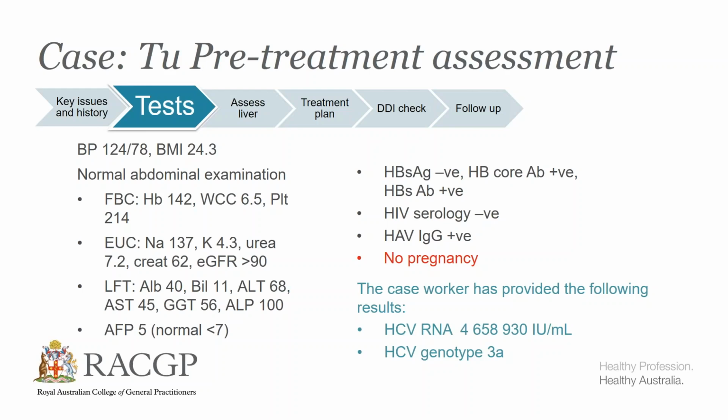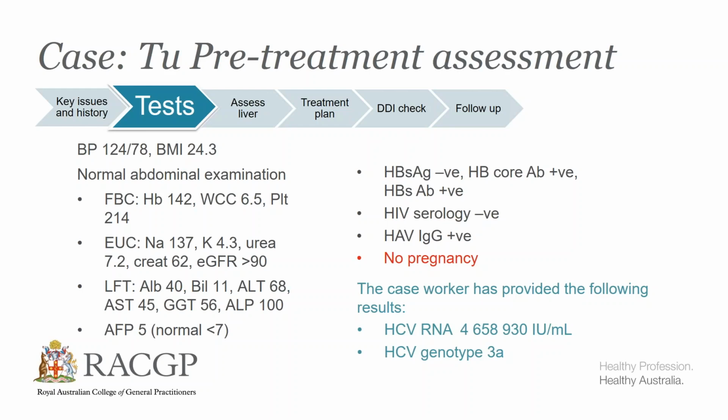Okay, so hepatitis B core antibody positive. So she's had previous hepatitis B and cleared it. She's surface antibody positive too, and she's antigen negative, so that's good. HIV serology is negative, and she's had past hepatitis A, and she's immune. And she's not pregnant. The caseworker has provided us with the Hep C RNA and the genotype, which is 3A, from the hospital admission. Excellent, so we've got all of that information.